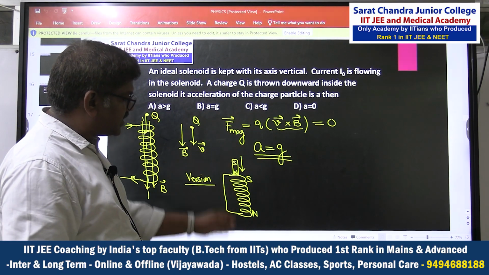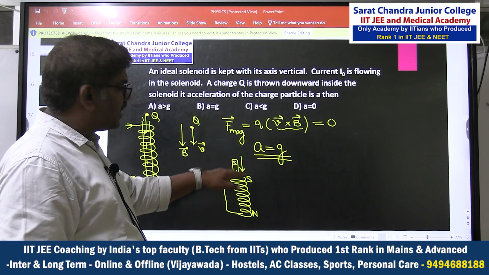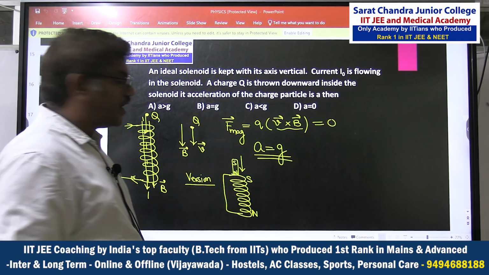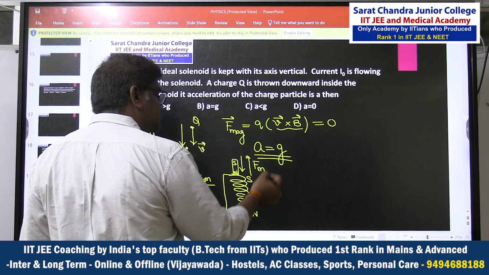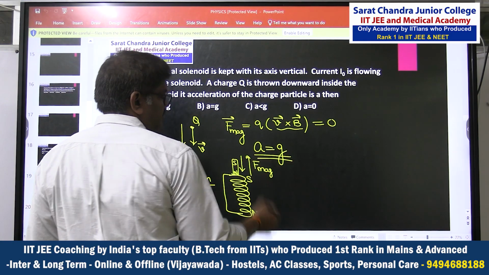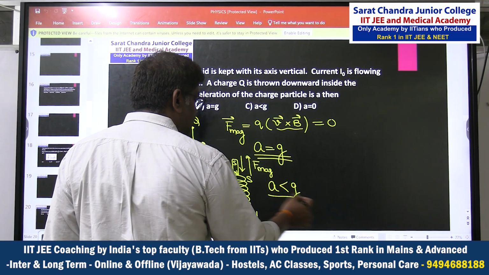So by the magnet, since the flux associated with the solenoid keeps changing, to avoid it, opposite polarity will be formed, right? And because of that, there will be a magnetic force experienced by this magnet. And because of this extra force, the acceleration is clearly less than g.